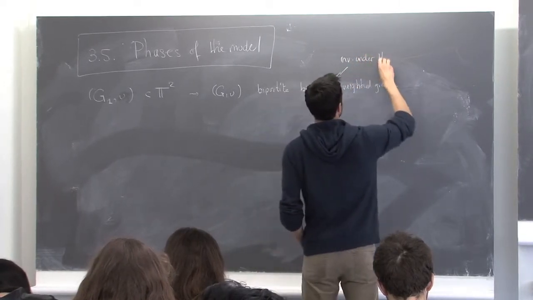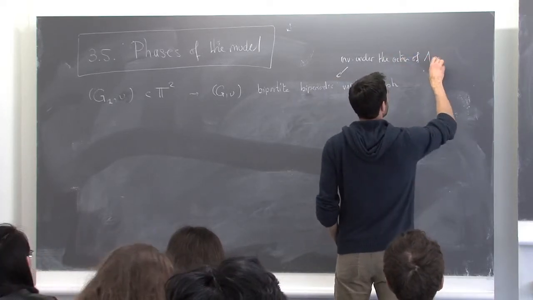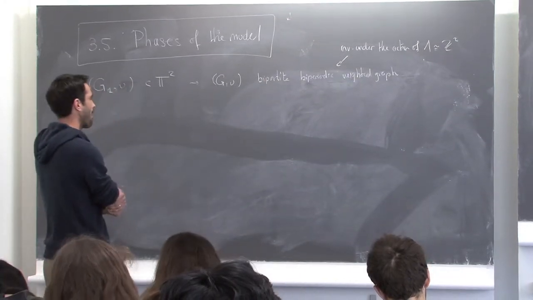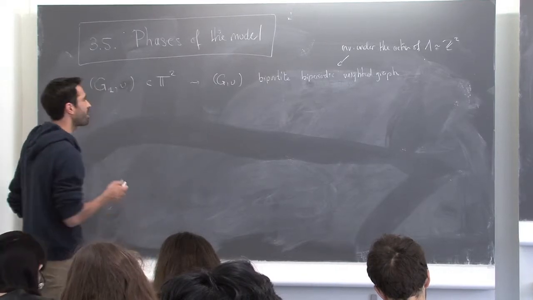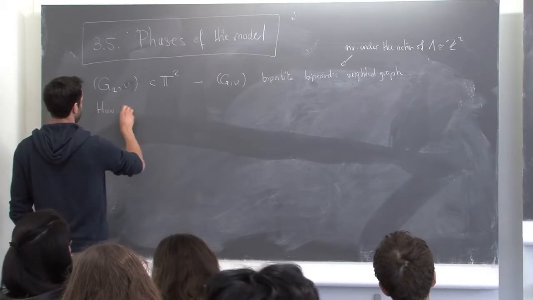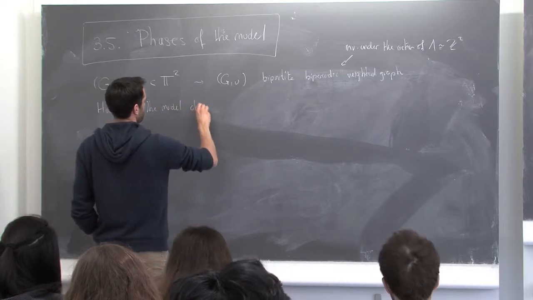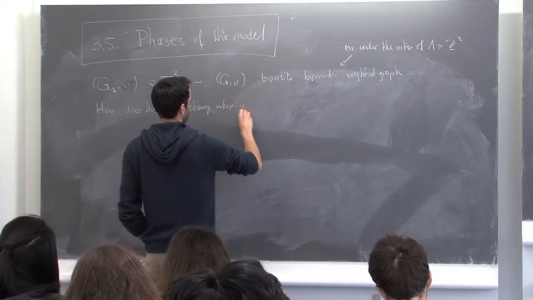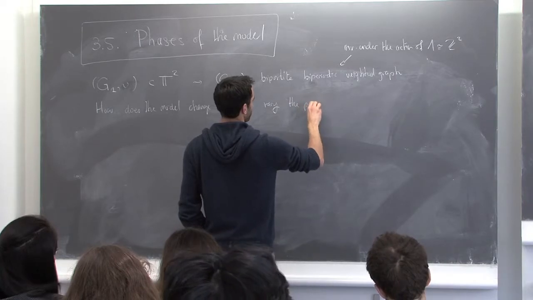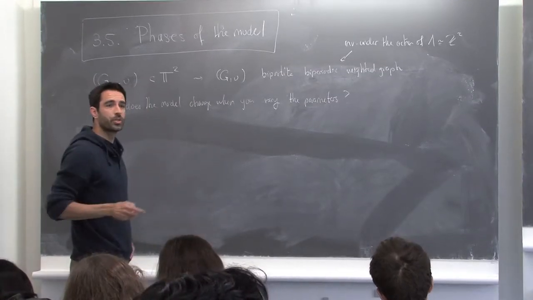It's just that I want to write lambda for this lattice. Okay, now the question is, how does the model change when you vary parameters? You vary the parameters. And of course, the question then is which parameters?